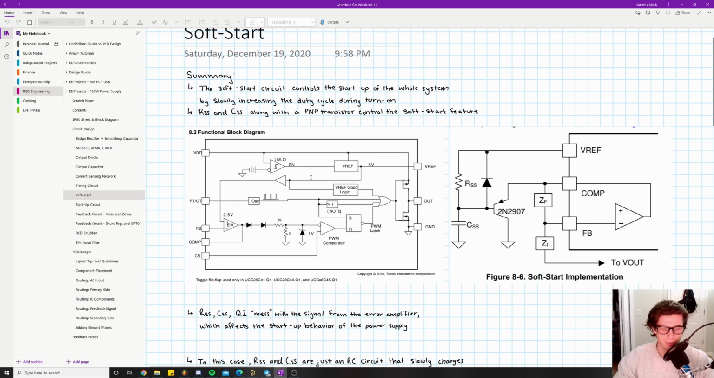So what we do is basically say, okay, on startup, we're going to wait so many microseconds or milliseconds for this error amplifier signal to be able to be sent to the rest of the chip. That's literally all it's doing. And we're doing that by using an RC circuit to control a single pin that basically pulls the signal high or low. So I hope that was a detailed enough explanation to understand what's going on.